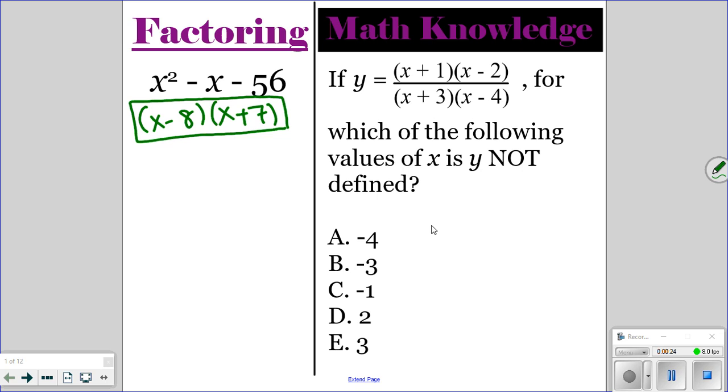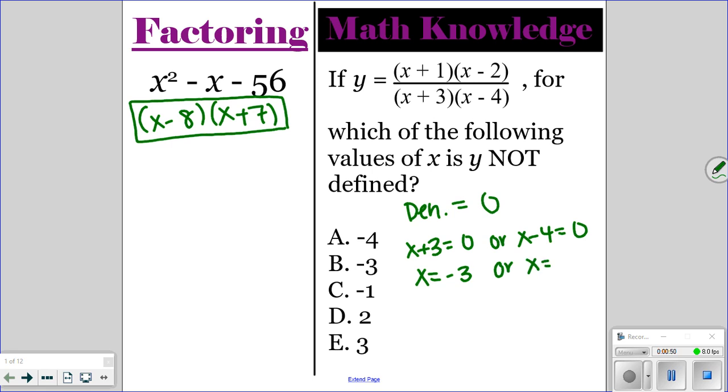For the math knowledge question, when is y not defined? It's not defined when your denominator equals 0. So when does x + 3 equal 0, or when does x - 4 equal 0? Because if one of these is 0, it won't work because you cannot divide by 0. So that would mean x = -3 or x = 4. The only one of those that they give you is -3, so that would be your answer for your math knowledge question.